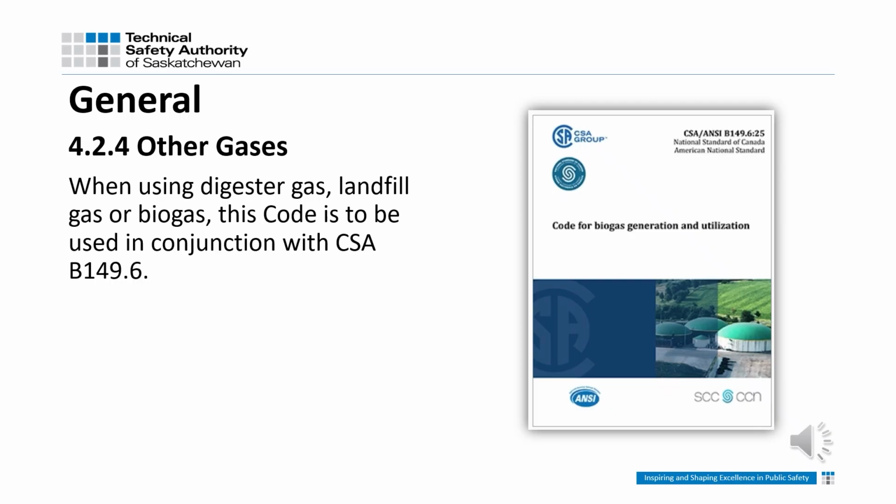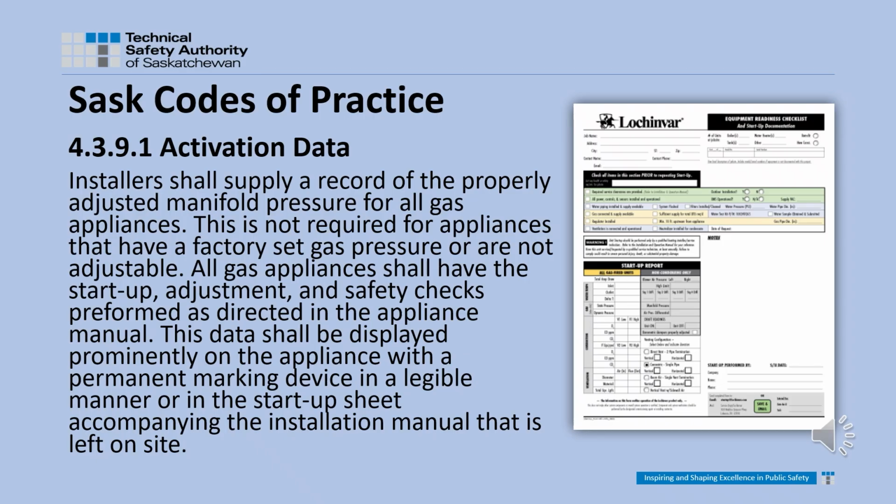Here we are at our first SAS Codes of Practice under Responsibility of Installer, 4.3.9.1 Activation Data. The core of this code reference is that you need to check and set your manifold pressure if it is part of the manufacturer's startup, along with all the other manufacturer's requirements. The startup information must be documented in a prominent area or the manufacturer startup sheet that will be left with the manual on site.